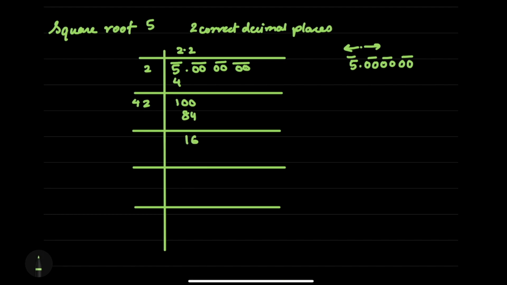And then we again bring down the zeros from above. I'll put the zeros here. And then we have 4 again. We double 2, that is 44. So we need to find 4 something that is less than 1600. Through our calculation, we understand that 443 is the best one. So 443 into 3 would come out to be 1329. And this would give a remainder of 271.